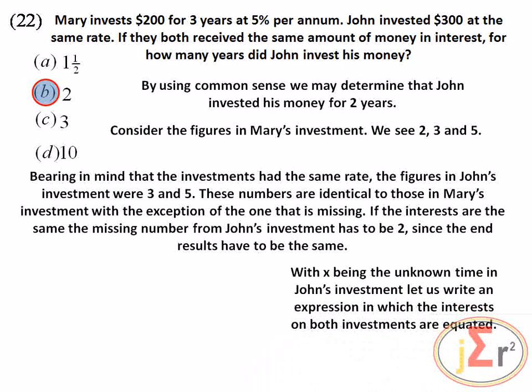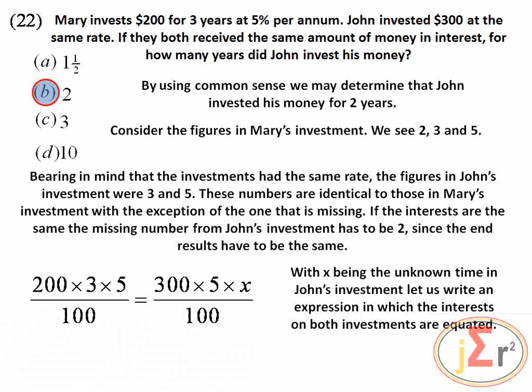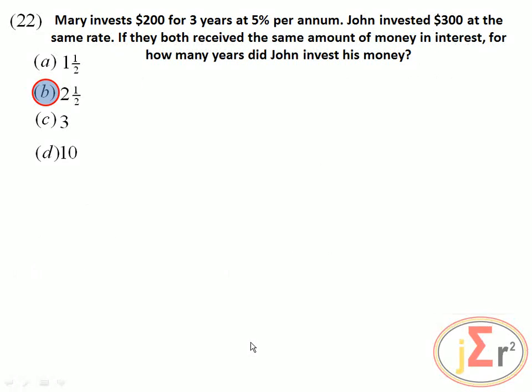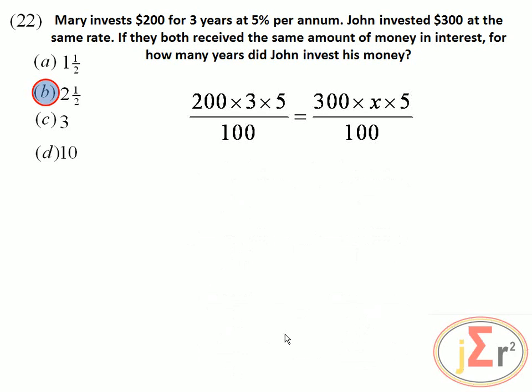With X being the unknown time in John's investment, let us write an expression in which the interest on both investments are equated. So call the one that we do not know, which is the time, X in John's investment, and let us put two expressions for Mary's investment and John's investment, and attempt to find the value of X. So equate them, the interest on Mary's investment and the interest on John's investment. Take a look at them on this slide.